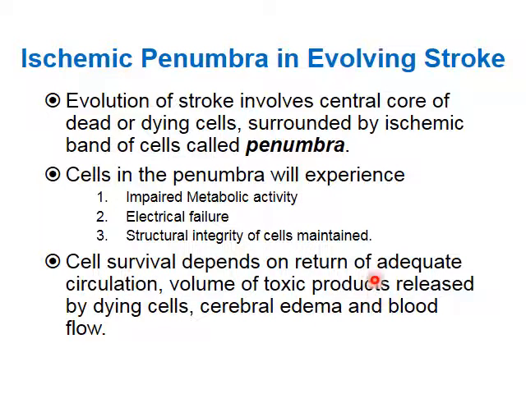So the cell's survival depends on, as I said, adequate circulation. So getting the circulation back quickly, and then the volume of toxic products that are released during the time they did not have adequate circulation, and also cerebral edema and blood flow that is occurring. So we have to get these things back to normal. These are all the dependent factors that must be taken into account of why tissue will continue to die outside of the core of the target.